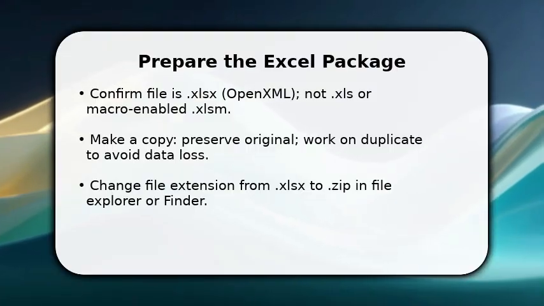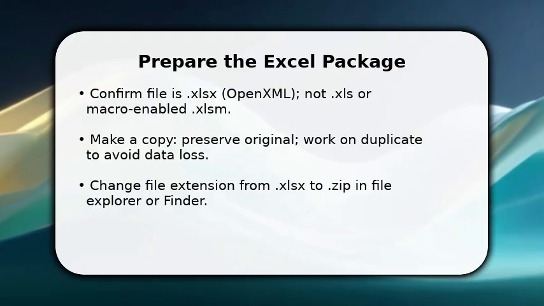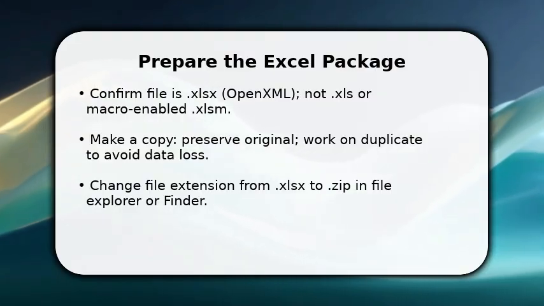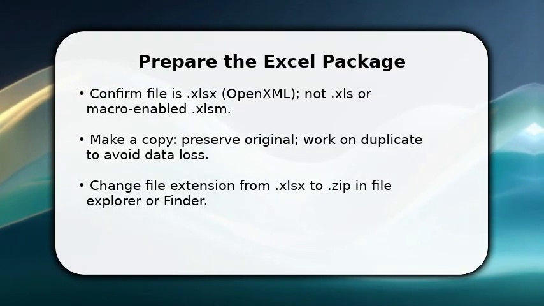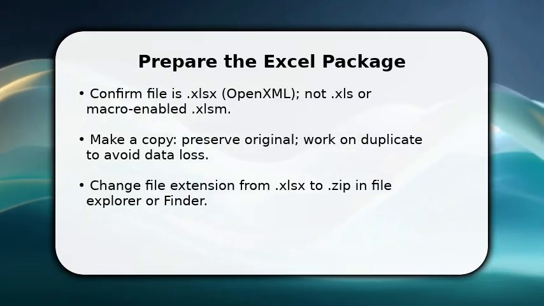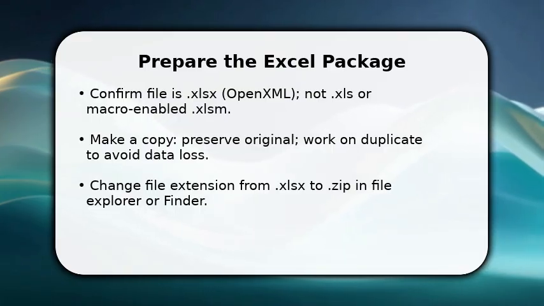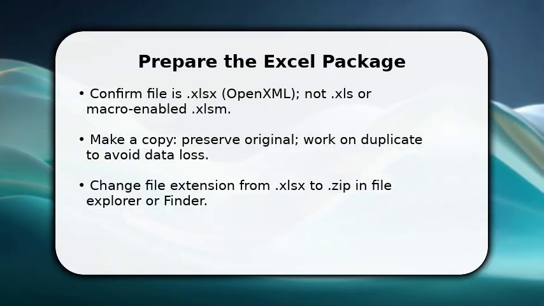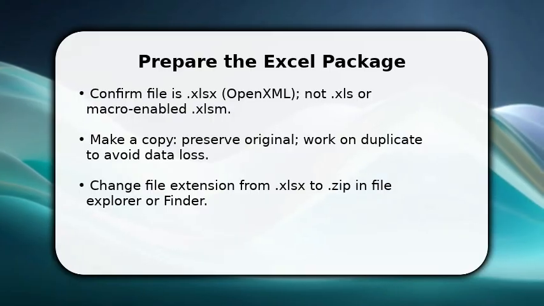You start by ensuring the workbook is the Open XML type, XLSX. This matters because XLSX is actually a zipped package of XML files. Once you have a duplicate, show file extensions in your OS and rename the extension from XLSX to zip. You will get a warning, accept it.